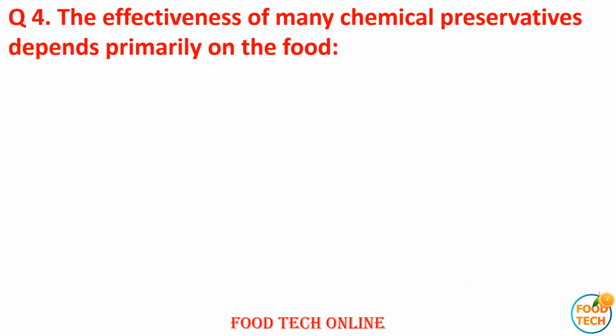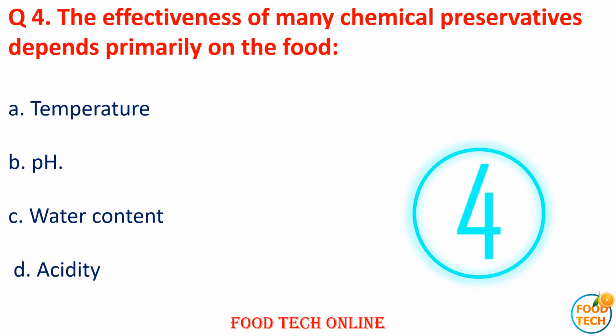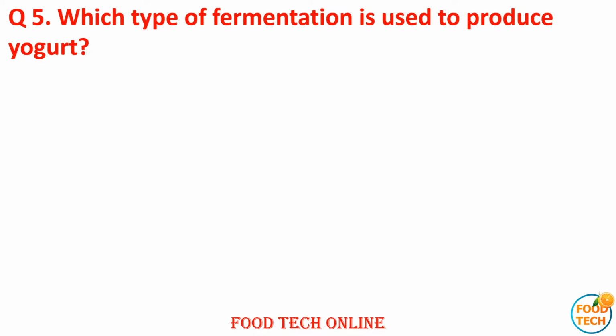Question 4. The effectiveness of many chemical preservatives depends primarily on the food's A. Temperature. B. pH. C. Water content. D. Acidity. Answer A. Temperature.